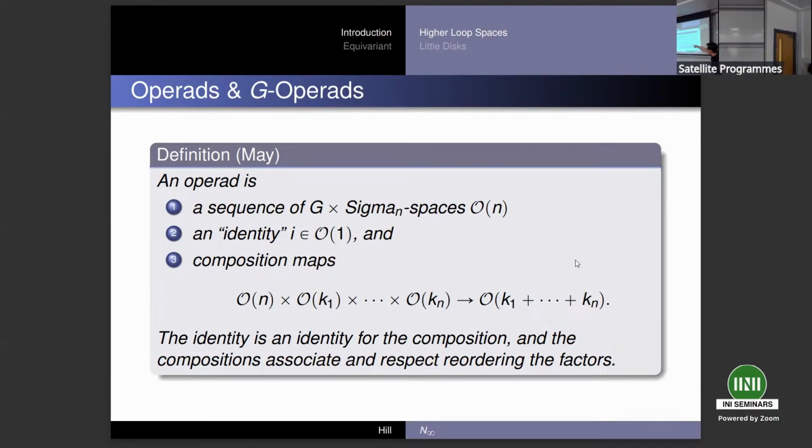The identity map that I'm choosing is just an identity for the composition. It behaves exactly the way you think it does. If I slot it in, it doesn't do anything. And then I insist that the composition be associative. In exactly the way I described with the layered tree approach, it didn't matter what order I do my composition.